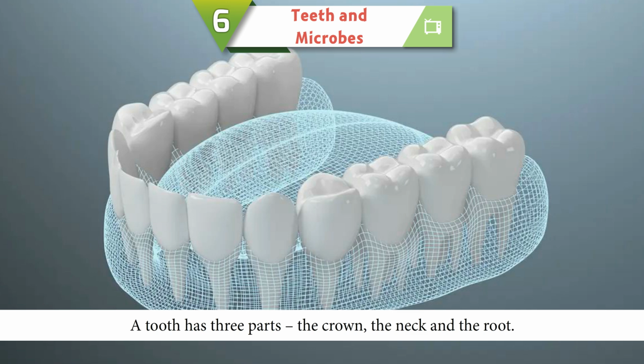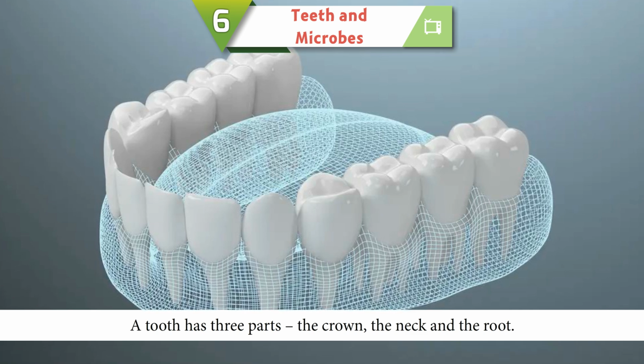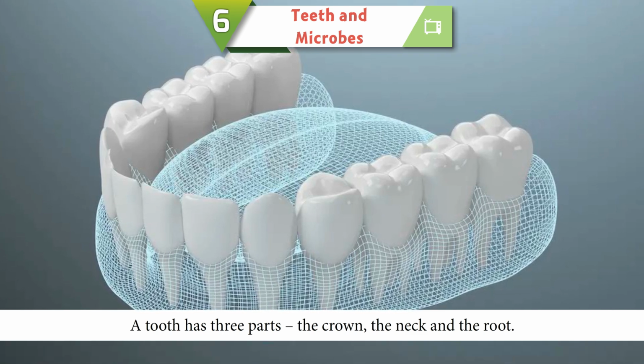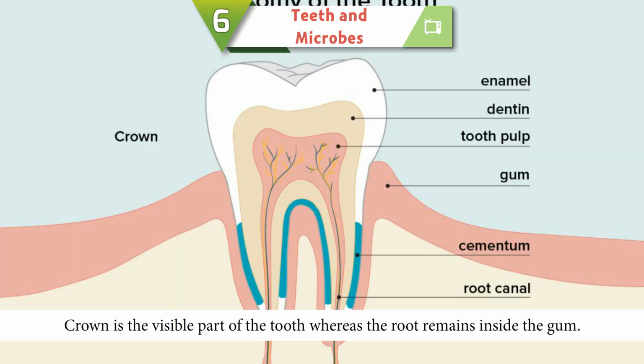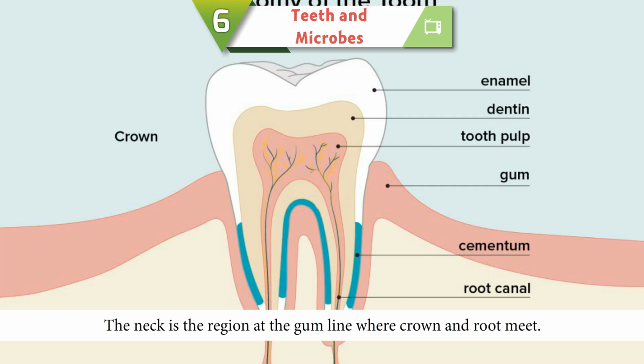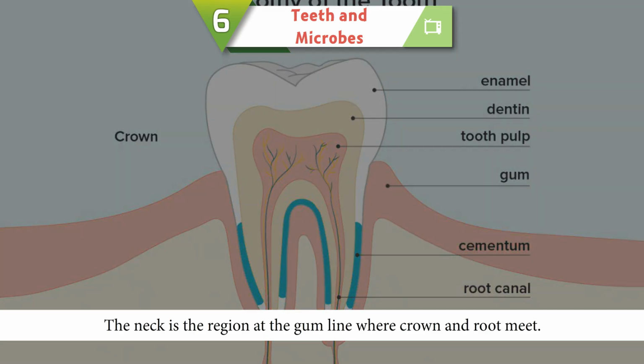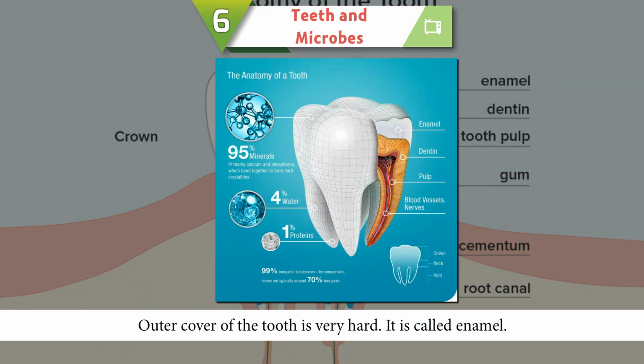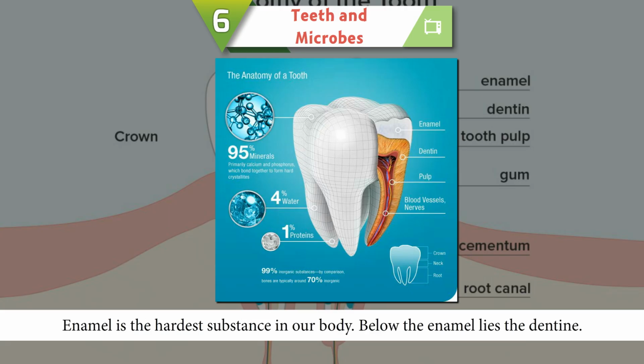Structure of a tooth. A tooth has 3 parts: the crown, the neck and the root. Crown is the visible part of the tooth, whereas the root remains inside the gum. The neck is the region at the gum line where the crown and the root meet. Outer cover of the tooth is very hard. It is called enamel. Enamel is the hardest substance in our body.